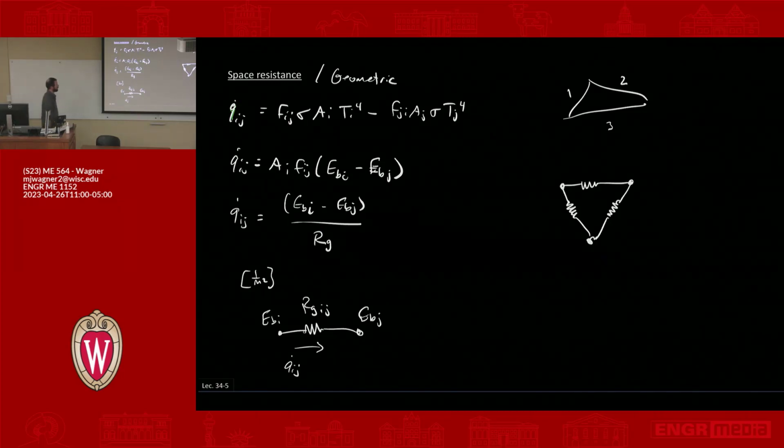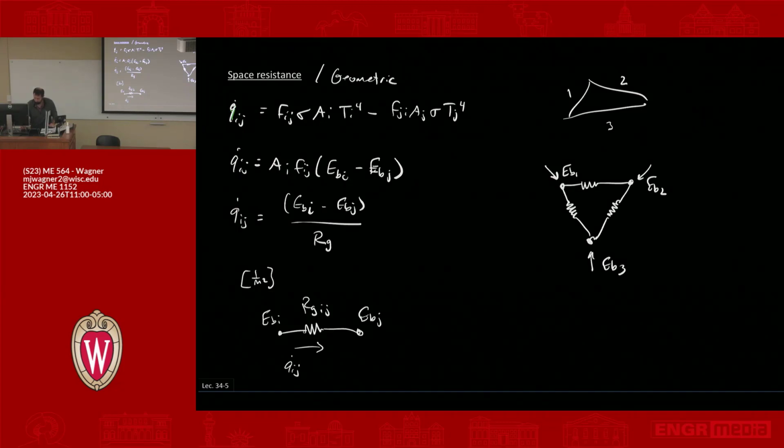So you have this kind of bridge, this Wheatstone bridge looking thing. But it's a 3-surface problem. All surfaces can interact with each other as long as they can see each other. The difference here is that you could have heat flow going into this node. Node 1 would be at EB1. You could have heat flow here. This would be EB2. You could have heat flow here, EB3.